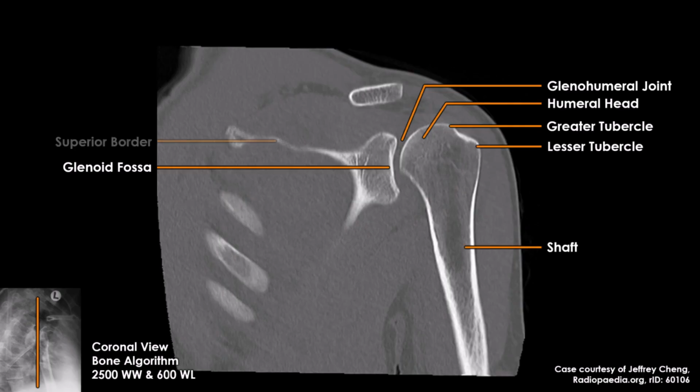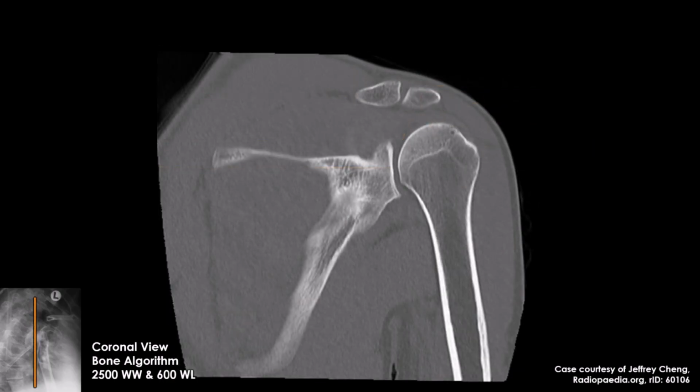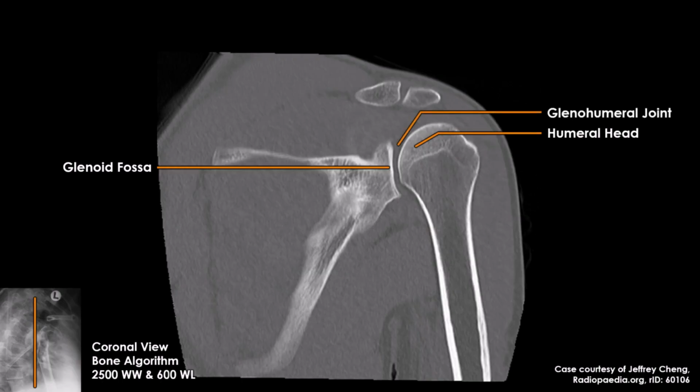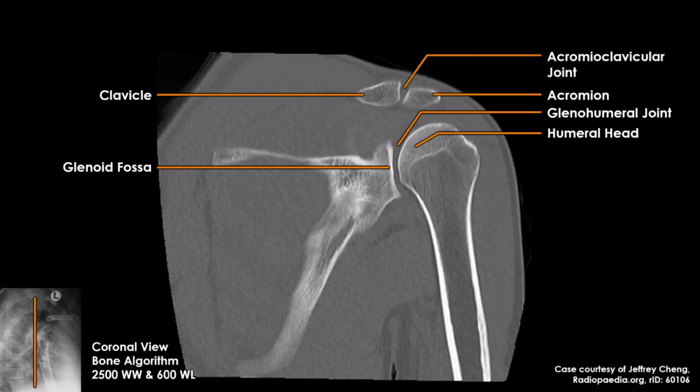Notice that we can see this thin line, which is simply the superior border of the scapula, and we can again see the clavicle. We'll move posteriorly in the coronal plane. We can see the same anatomy and more. Notice the glenoid fossa of the scapula, where it articulates with the head of the humerus to form the glenohumeral joint. Now we're at a slice position at which we can see the clavicle articulating with the acromion at the acromioclavicular joint. We can again see a very good view of the shaft of the humerus.